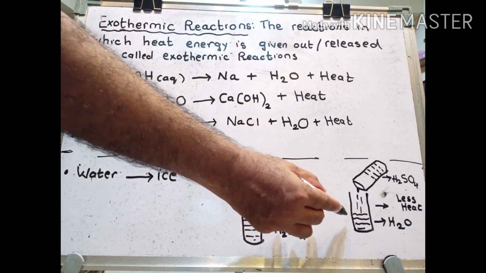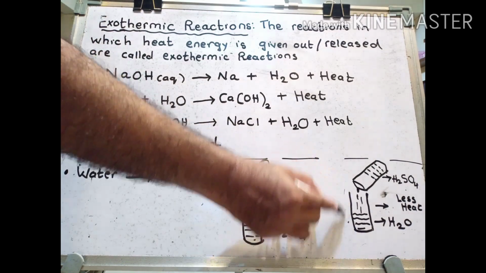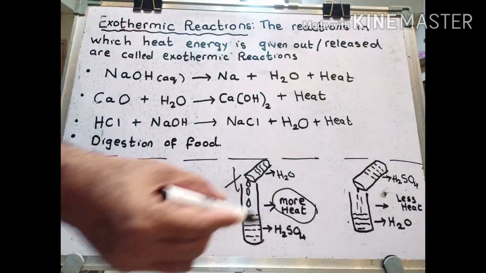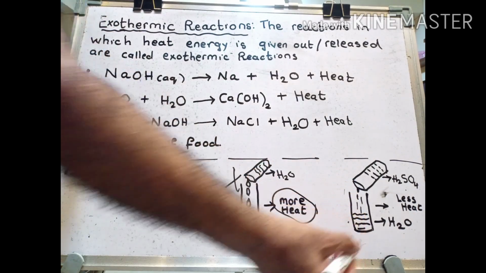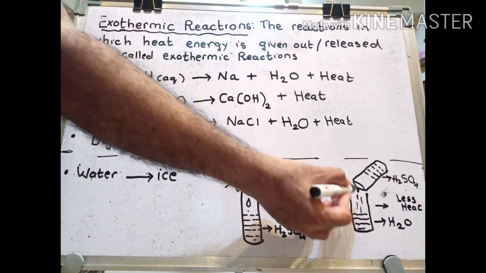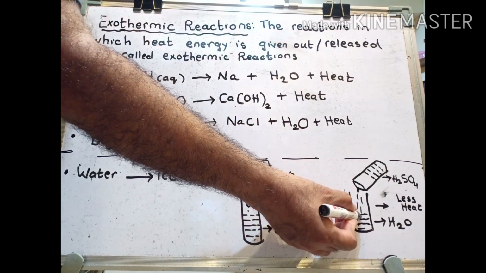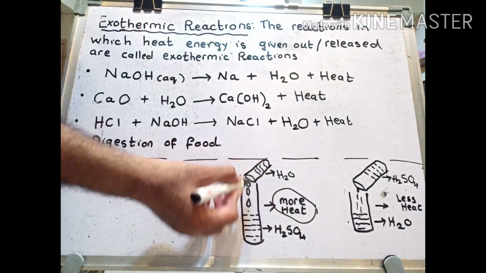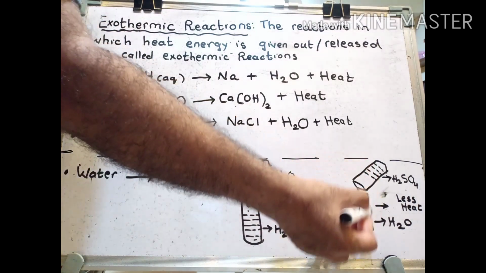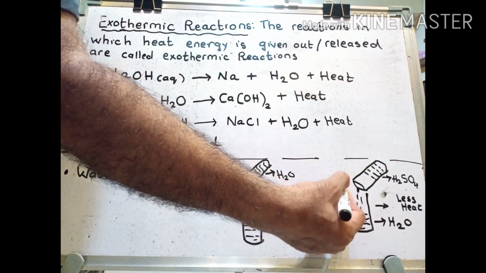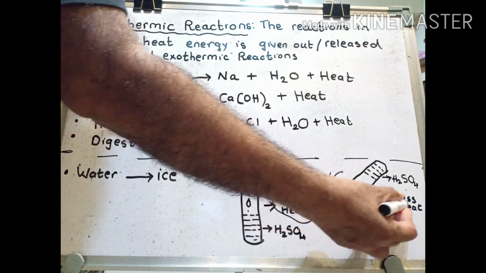Whereas the more preferred process is this: you take the concentrated sulfuric acid, you take water in a test tube, right? And you keep on adding sulfuric acid to it slowly. Instead, here what we did, we were adding water to sulfuric acid, right? Here, adding sulfuric acid to water is much better, because in this process, a lesser amount of heat energy is liberated.